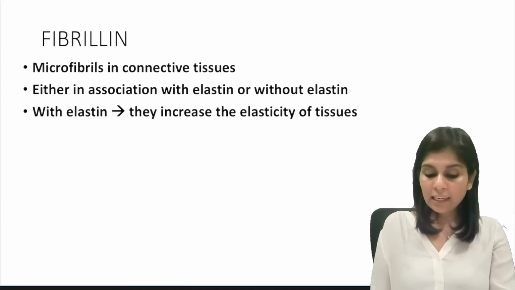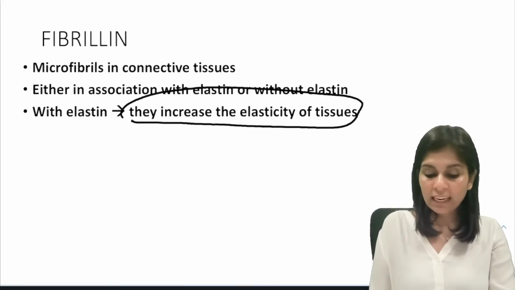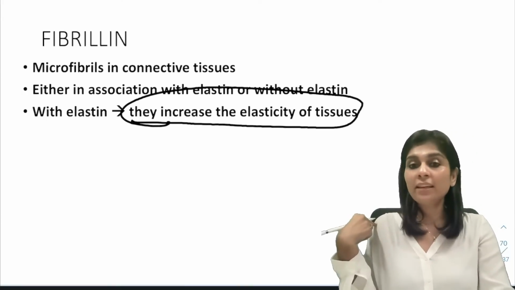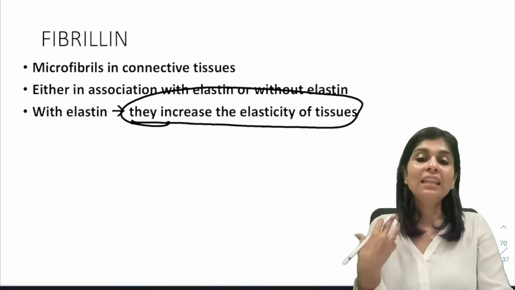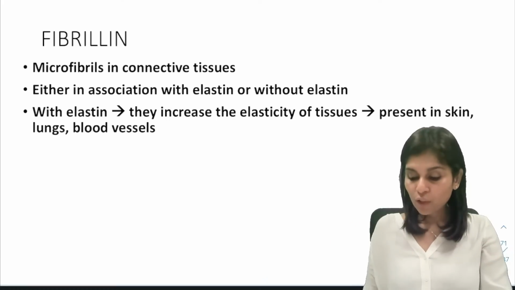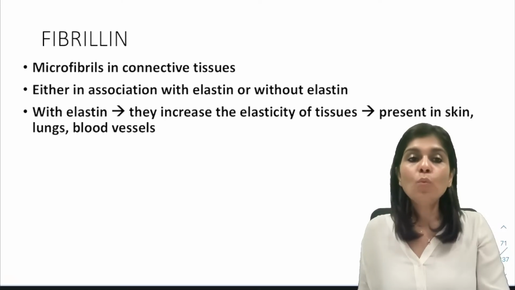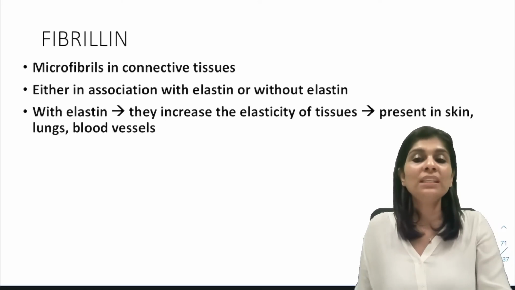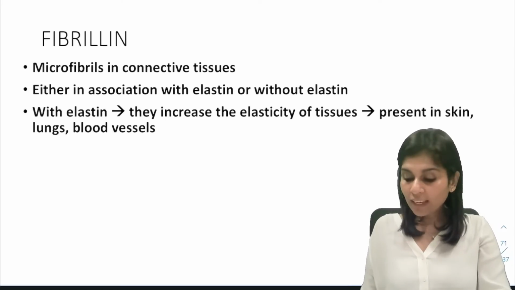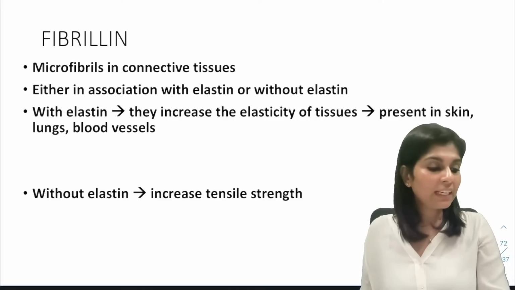Okay. Examples of tissues wherein they support elasticity would include, number one, skin, then lungs and blood vessels. So in skin, blood vessels and lung, what is the role of fibrillin? It supports elasticity. Without elastin, it helps in supporting the tensile strength.